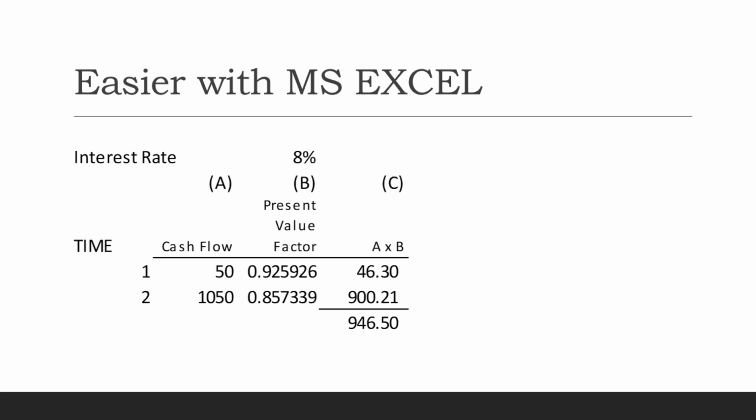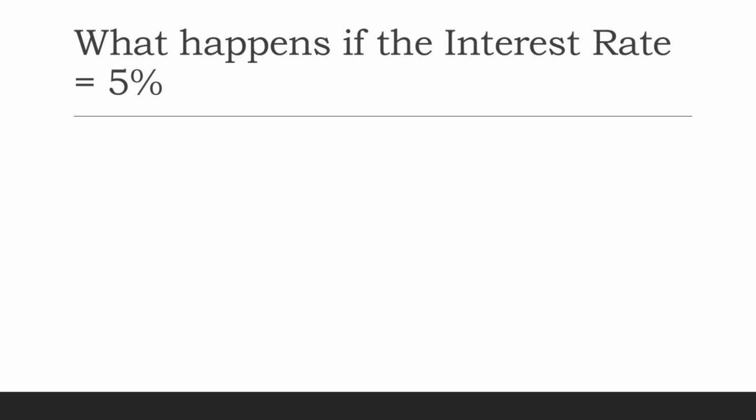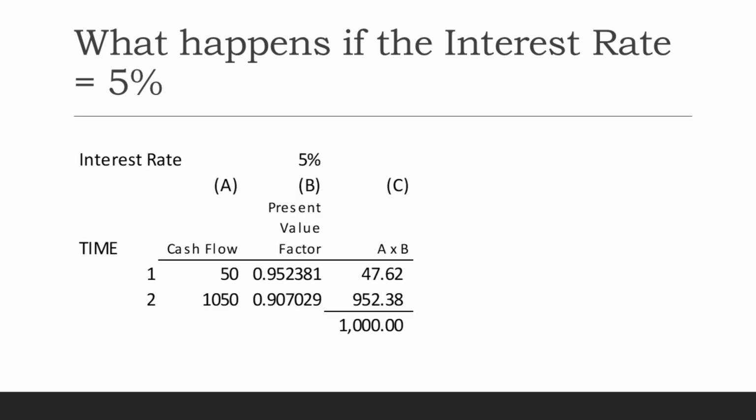Now, it's actually easier to work this via spreadsheets, and we'll provide the spreadsheets, so just check out the video description below. Now, what happens if the interest rate is 5%, all things being equal? You'll notice that if the interest rate for discounting is 5% and the coupon is also 5%, then the present value is exactly the par value.